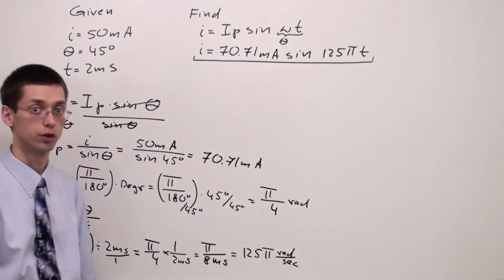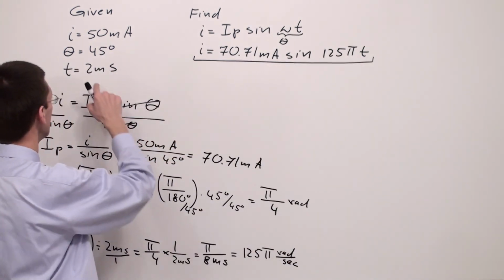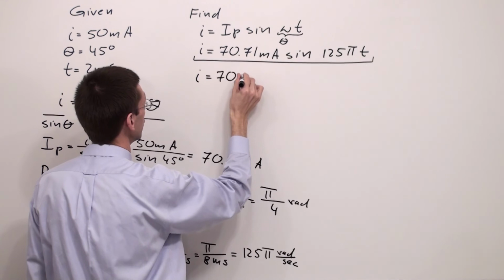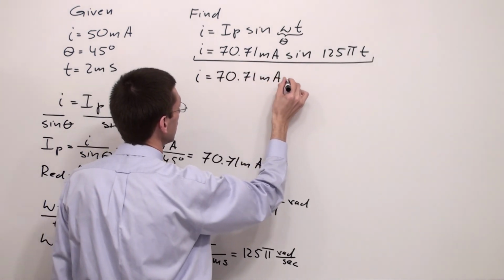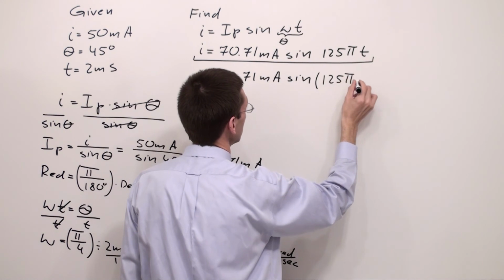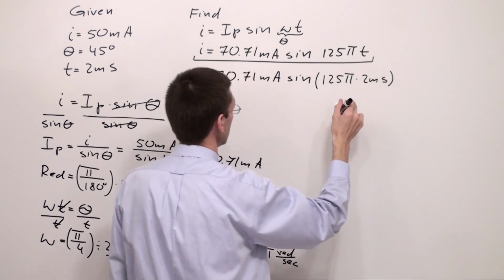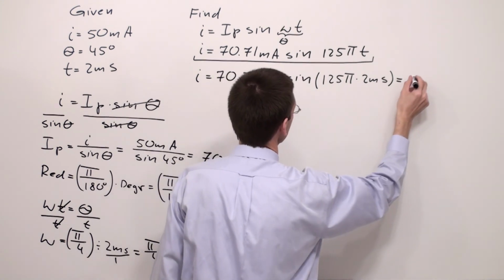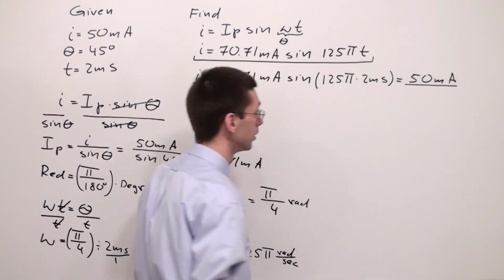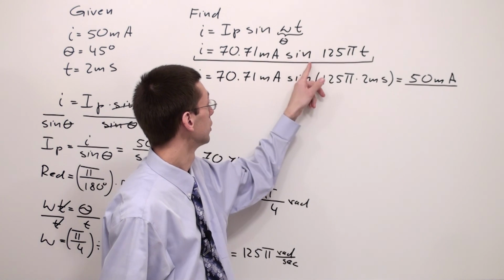If you want to verify your answer, instead of t, write 2 milliseconds and enter these numbers one more time into the calculator. Simply type 70.71 milli times sine, open parenthesis, 125 pi times t, 2 milliseconds, close parenthesis, and press equal. You're supposed to get 50 milliamps. If you get 50 milliamps, it means you did all operations correctly. So this is the solution to my problem.